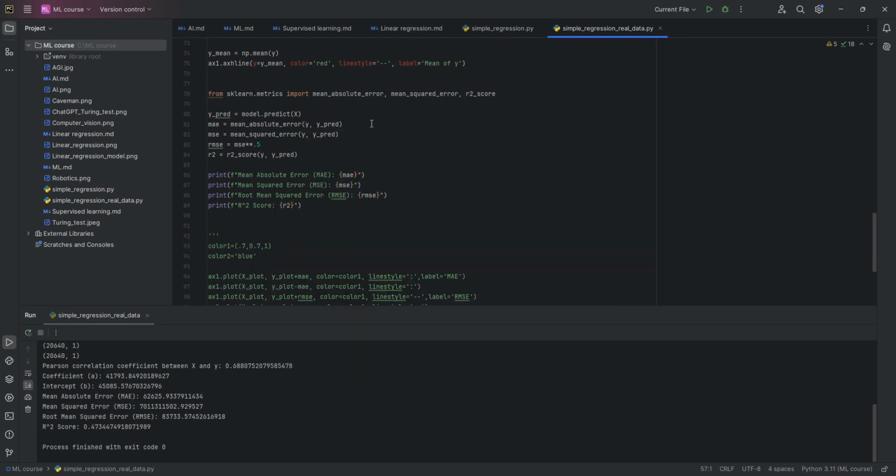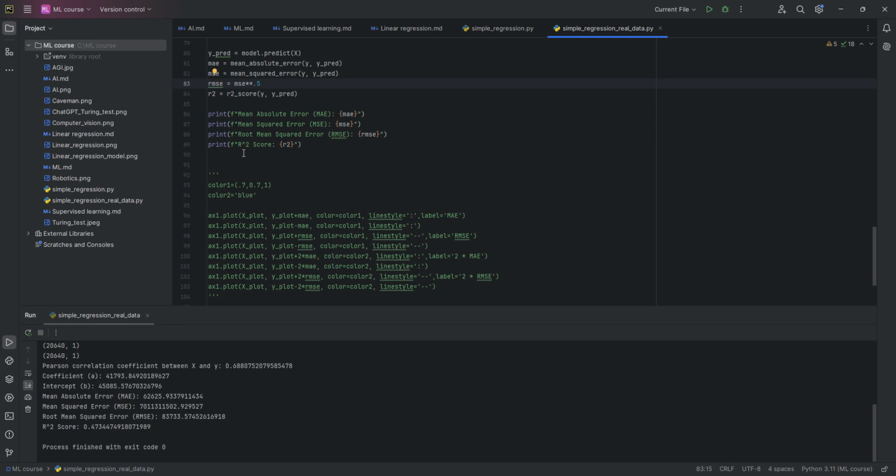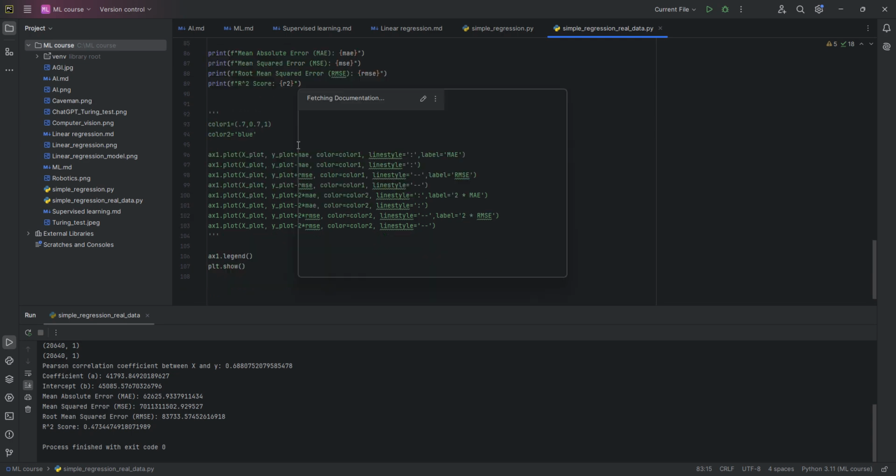To evaluate the model, we have a few metrics: the MAE, mean absolute error, mean square error, and then I added a new one, which is basically the root of the previous one, root of mean square error, and then we have the R square metric, and we print them. And here I have a little bit more plots that I'm going to explain later, and then we show the figure.